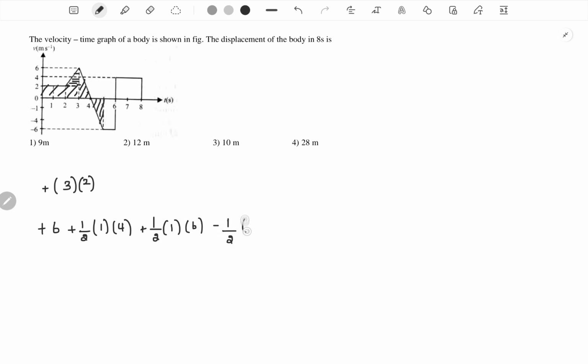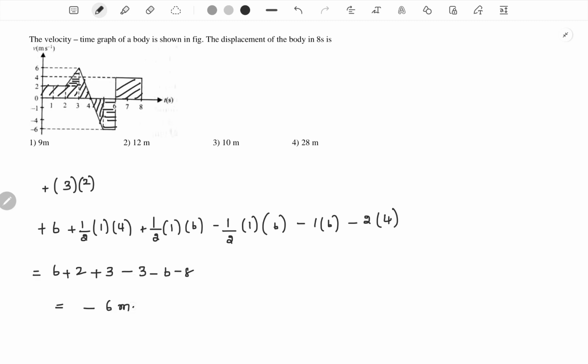I have to consider it to be negative. Base is 1 unit, height is basically 6 units. And then if I consider this rectangle, minus 1 into 6, and then look at this square, minus 2 into 4. So we would have 6 plus 2 plus 3 minus 3 minus 6 minus 8. So we would get it as minus, okay, so what we would get? 3 and 3 get cancelled, minus 6 meters.